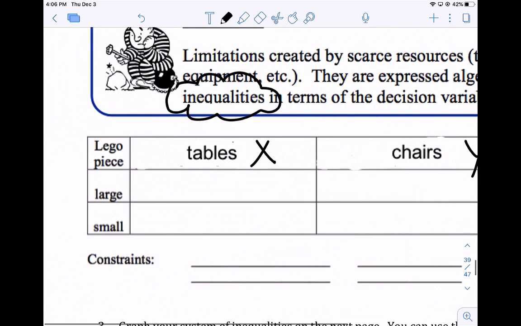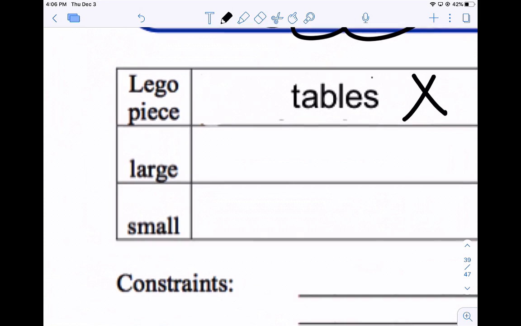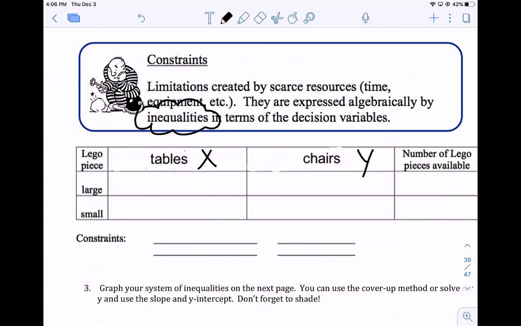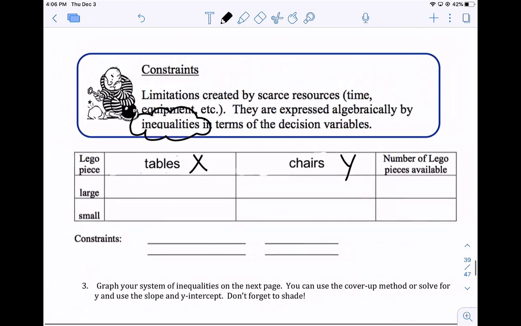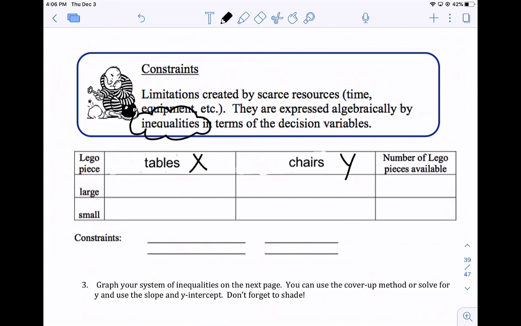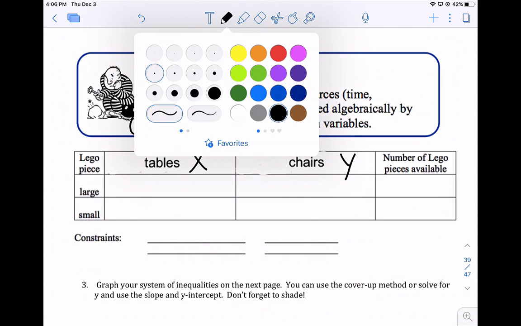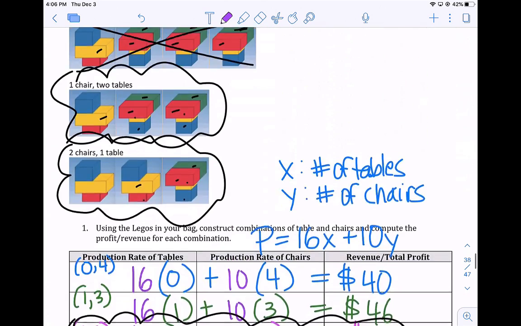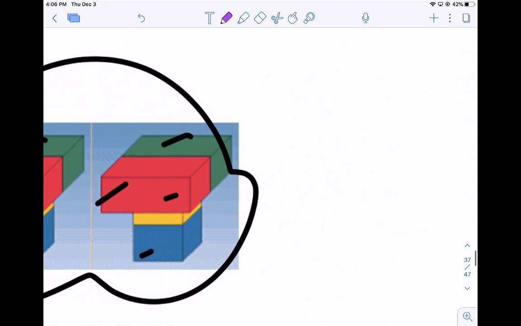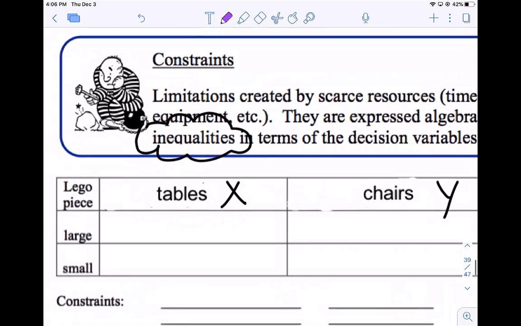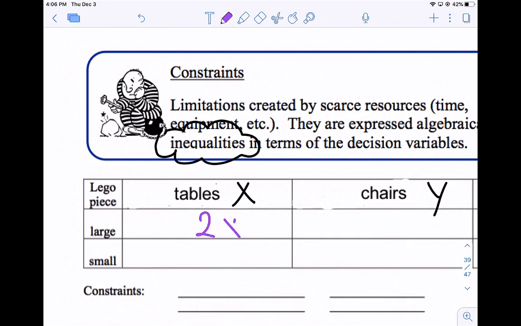The constraints are on the side. We have 2 constraints, the large pieces and the small pieces. All right, so let's write our constraints here. So with the table, how many large pieces do we use per table? If we go back and look at our table here, we use 2 large pieces per table. So we're going to use 2 large pieces for every table.